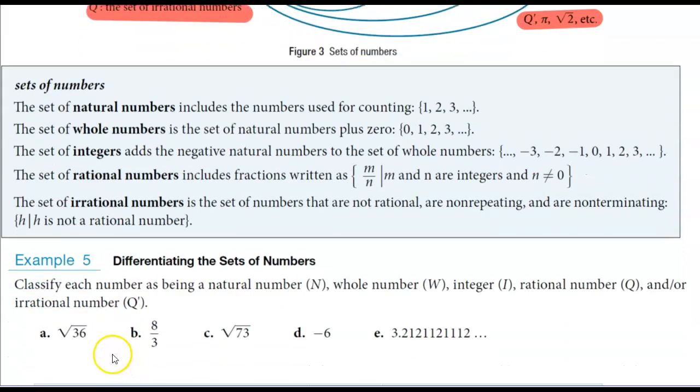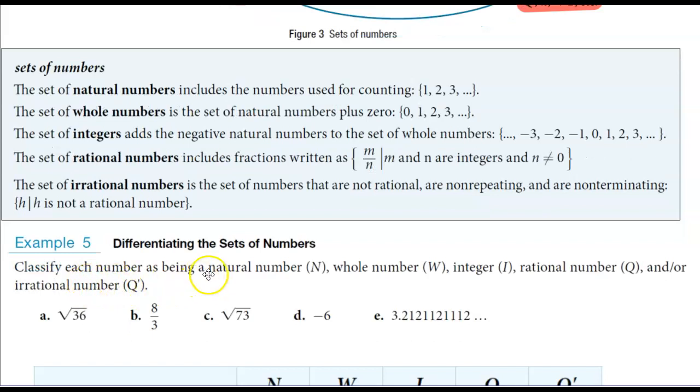Now, in example 5, we're differentiating the sets of numbers. So we're going to classify each number as being a natural number, N, a whole number, W, an integer, I, a rational number, Q, and/or an irrational number, Q with an apostrophe.